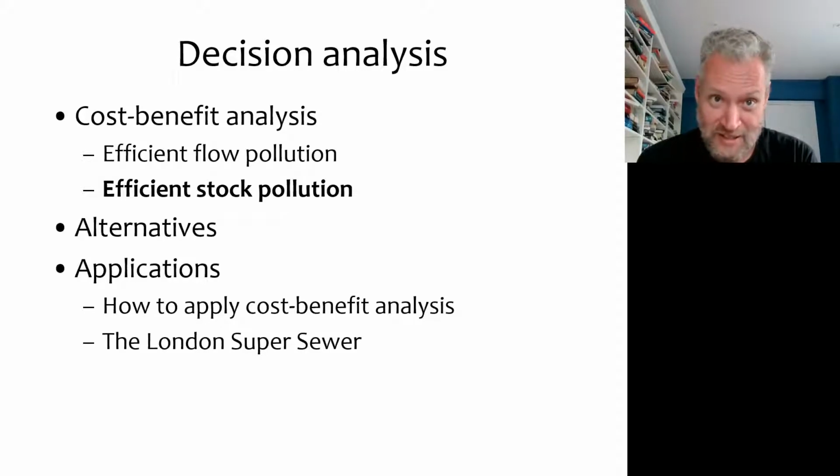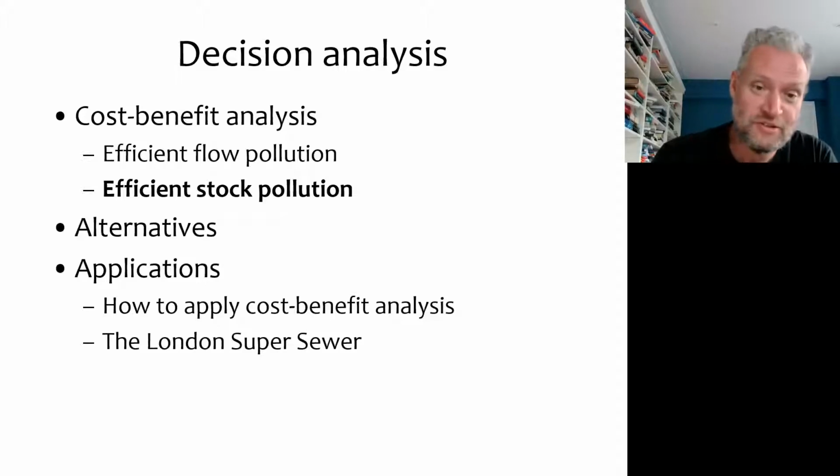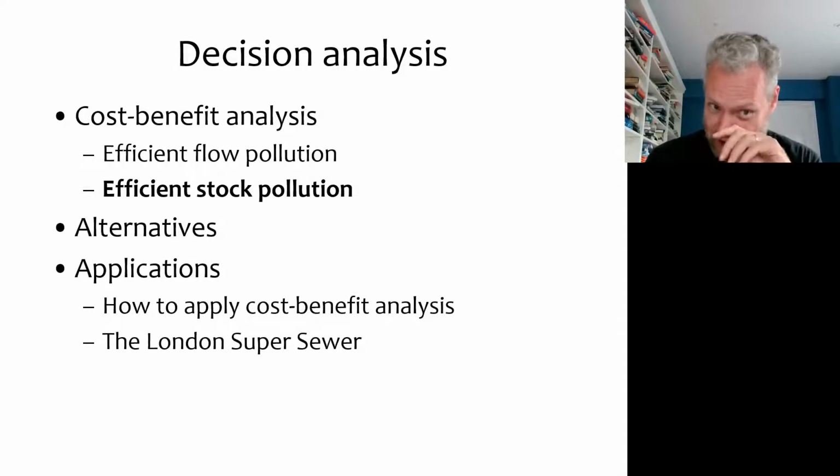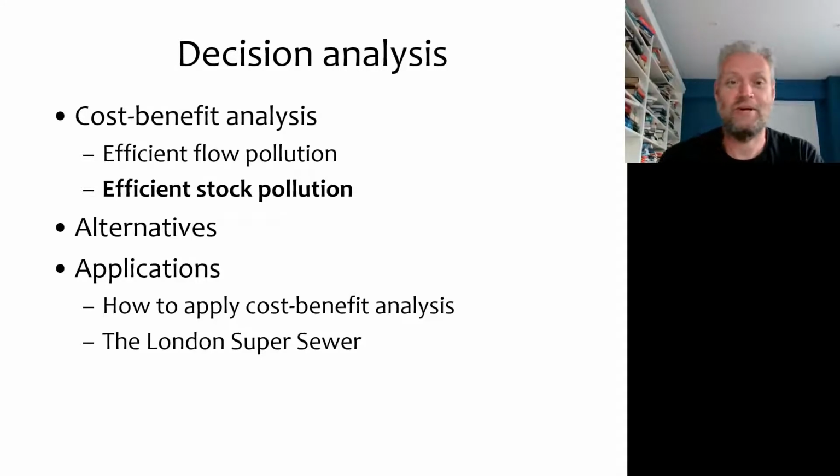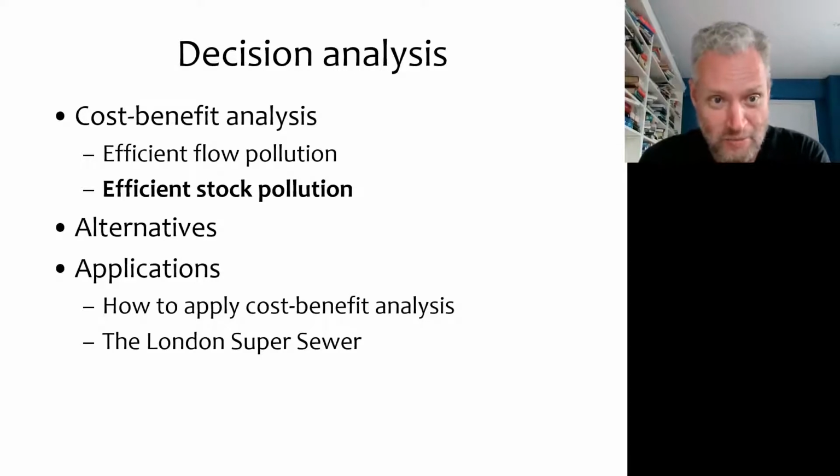The intuition was fairly simple. The math was pretty straightforward as well. I'm now going to look at efficient stock pollution. The intuition there is also simple, that marginal cost should equal marginal benefits, but because it's now a dynamic problem, the mathematics are a bit more complicated.